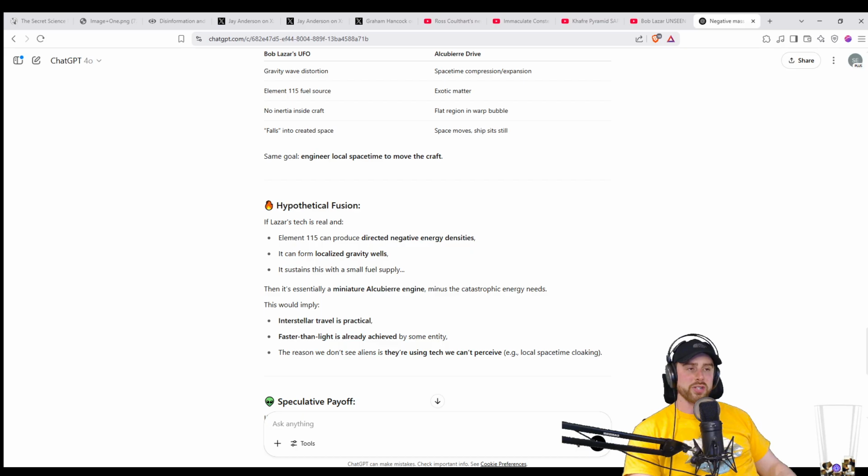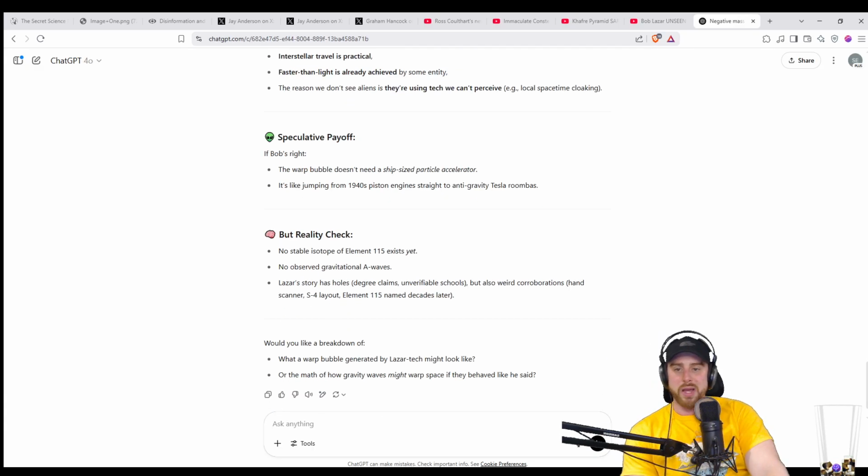There have been other people who chimed in, like Travis Taylor, watching the gimbal footage, who observed some of the stuff as well and said, holy shit, this kind of looks like what might be going on. So it's interesting. Speculative payoff: if Bob's right, the warp bubble doesn't need a ship-sized particle accelerator. It's like jumping from 1940s piston engines straight to anti-gravity Tesla Roombas. No stable isotope of element 115 exists yet.